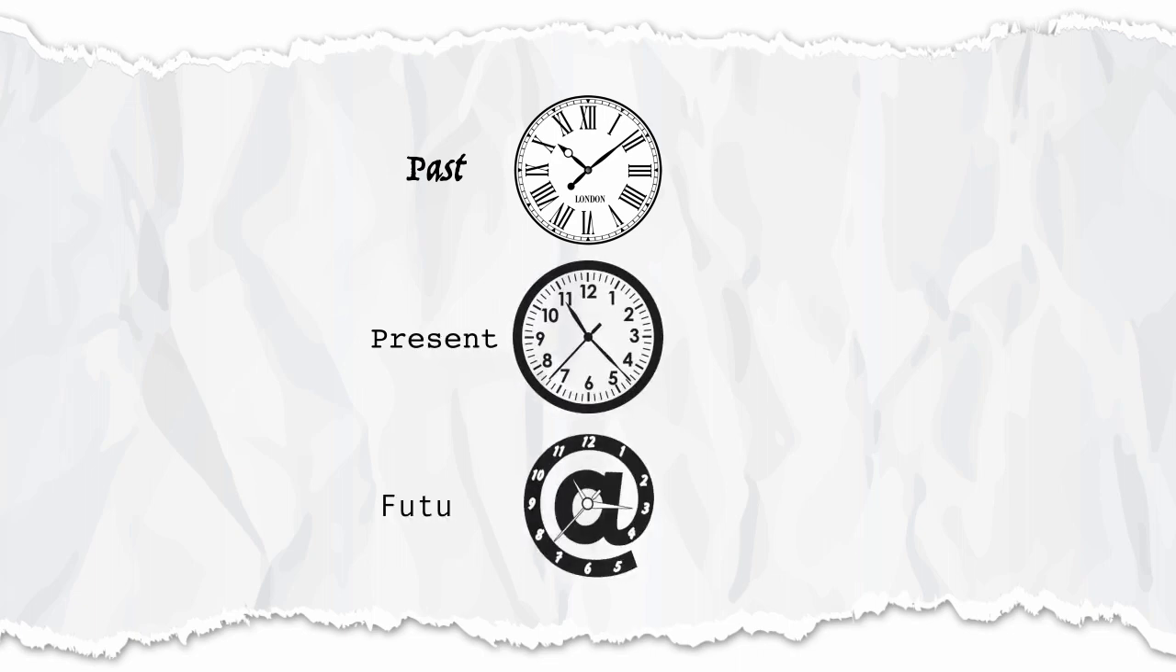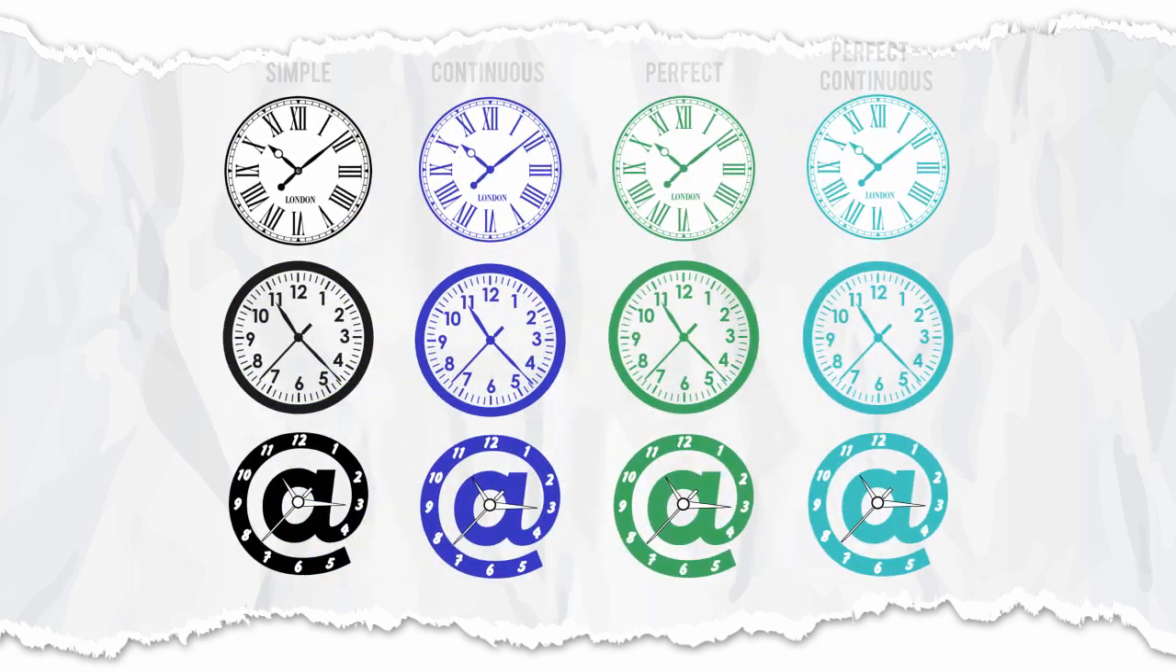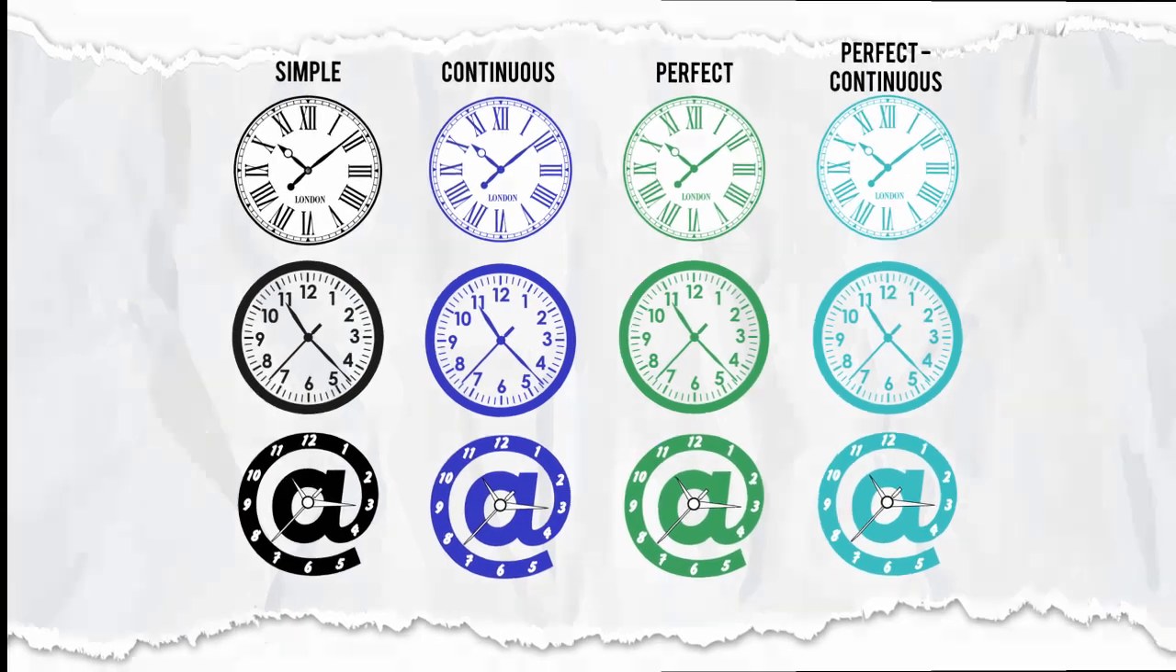Most languages have past, present, and future tenses. But English has aspects to those time periods. We have simple tenses, continuous tenses, perfect tenses, and perfect continuous tenses. So let's take a look at what those mean.